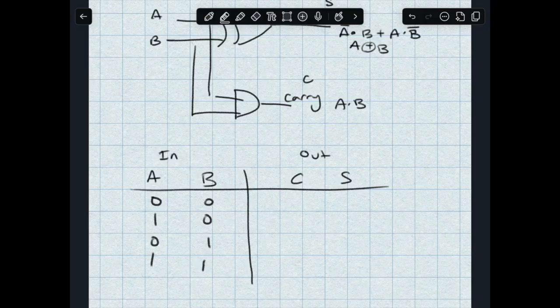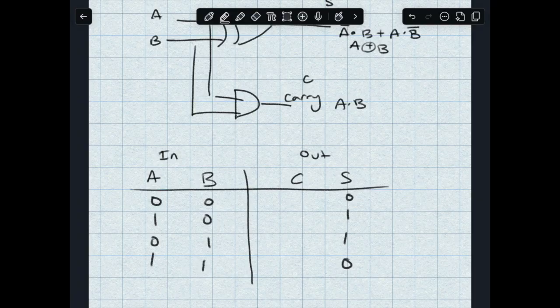So let's look at the sum itself. The sum is the exclusive OR of A and B. So it's equal to 1 only when A is true and B is not true, or when B is true and A is not true, but not when they're both true. The carry is just the AND of A and B.